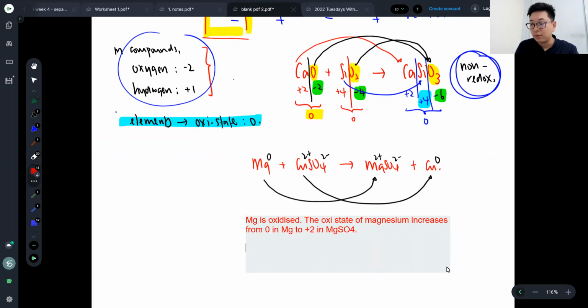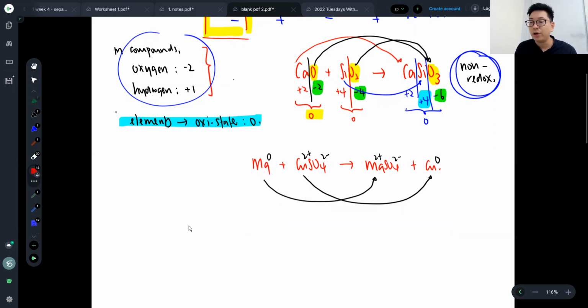We try again. What is reduced? Now, copper sulfate is reduced. Some schools, the teacher will say copper in copper sulfate. That's fine as well. So either copper sulfate is reduced or copper in copper sulfate is reduced. Both are okay. The oxidation state of copper, always the name of the element, decreases from +2 in CuSO4 to 0 in Cu.